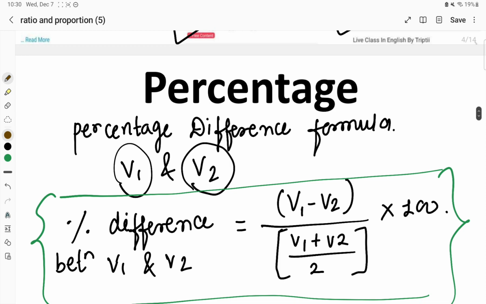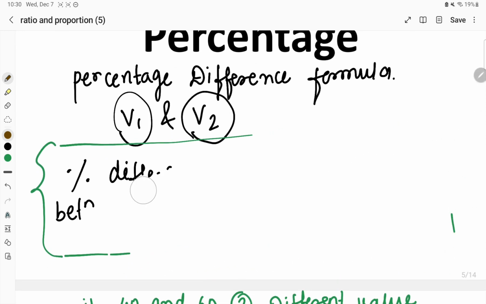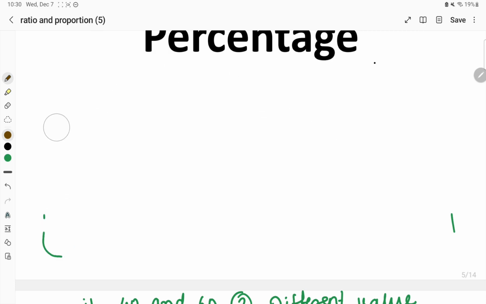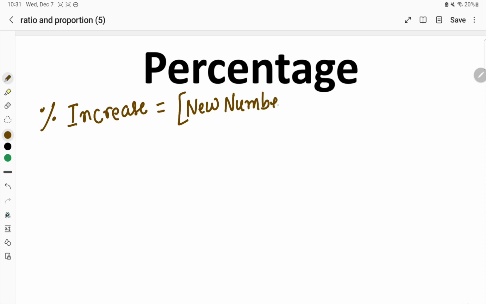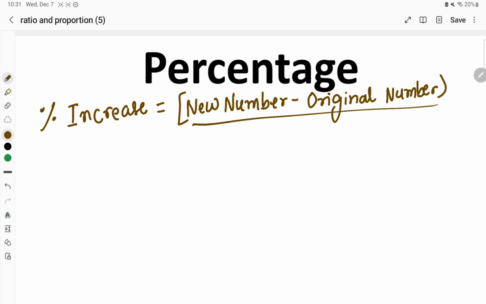If in the question they are asking how much percentage increase or how much percentage decrease there is, which formula do you have to use? Look at this slide once, I'll tell you. If we have to find the percentage increase, try to understand the basic difference. The first formula that we saw was the percentage difference. Now we have to find the percentage increase. What you have to do is take the new number, whatever new value is given to us, minus the original number, upon the original number. Whatever the percentage increase is between these two values, we have to calculate that, right? So the formula is new number minus the original number upon the original number into 100.